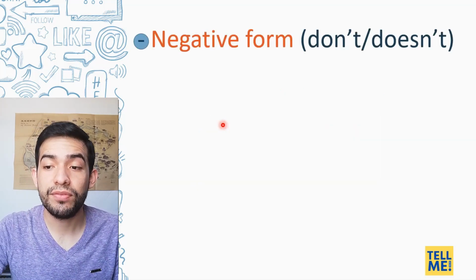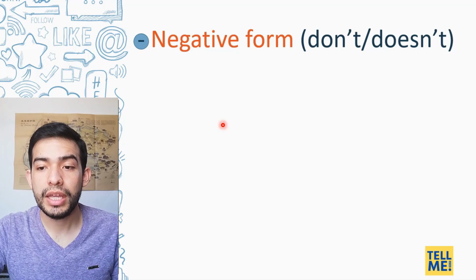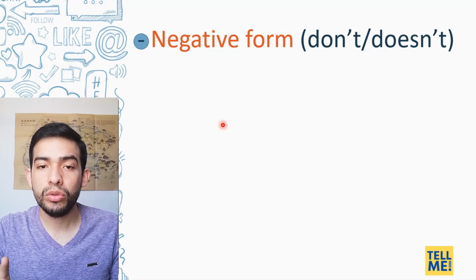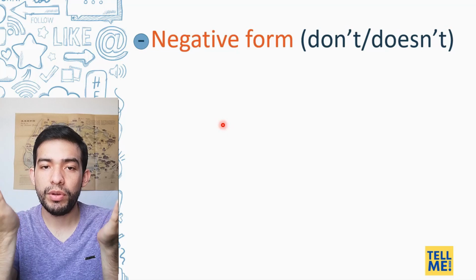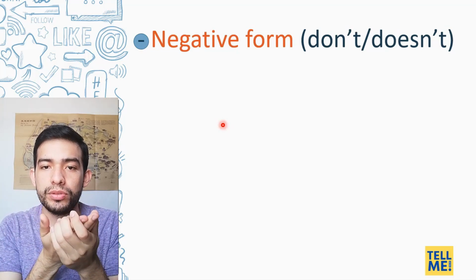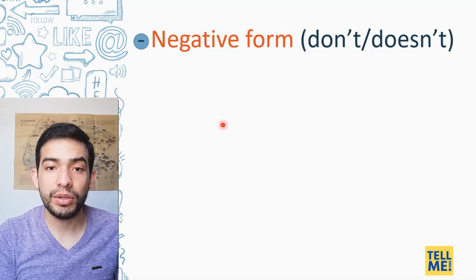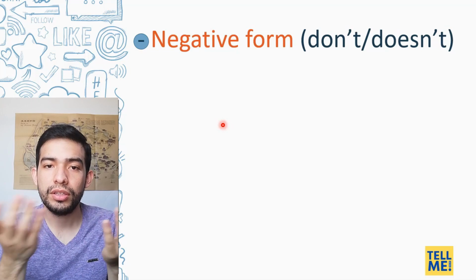Moving on to the negative form, we have don't and doesn't. Now, don't comes from do not. If we put them together, we have don't. And doesn't comes from does not, doesn't.